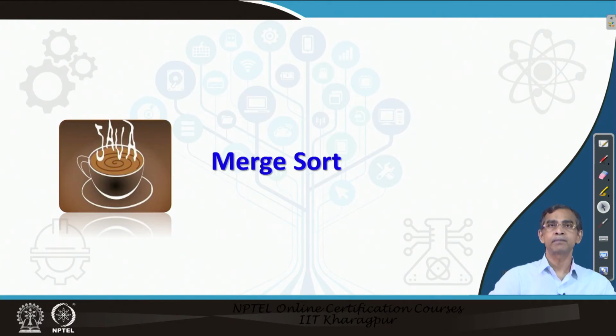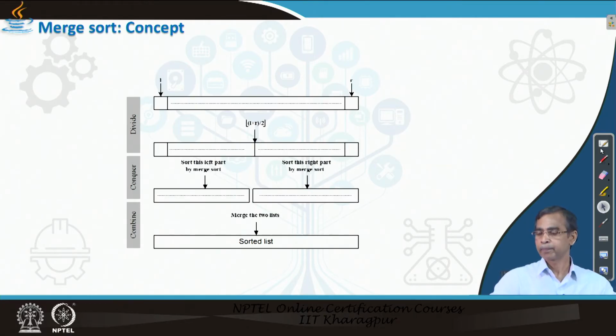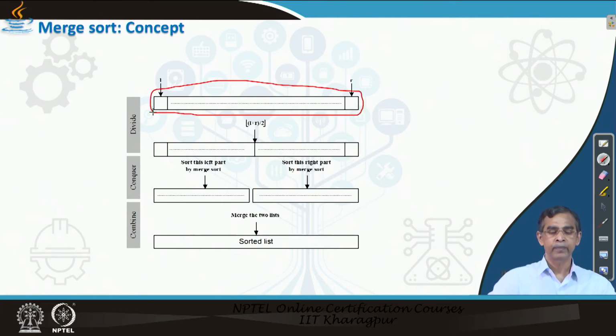Now, let us consider merge sort first. What is the divide technique, what is the conquer concept, and what is the combine, that we have to study first, and then we will be able to understand how this helps to sort a list of numbers. Let us consider this is the entire list, and suppose it is a very large list, and L and R are the two bounds: this is the lower bound and this is the upper bound, the first index and the last index. Now, this list we can divide into two equal parts.